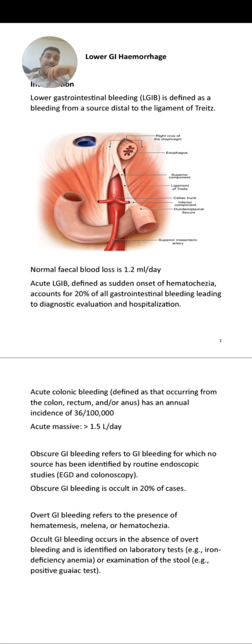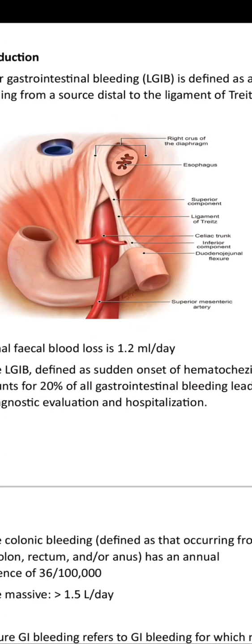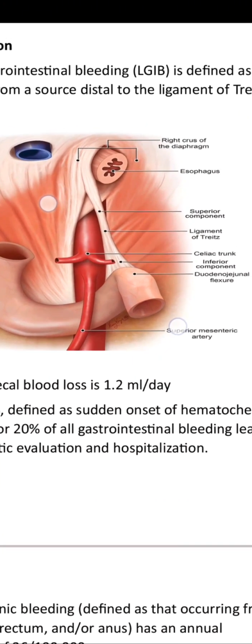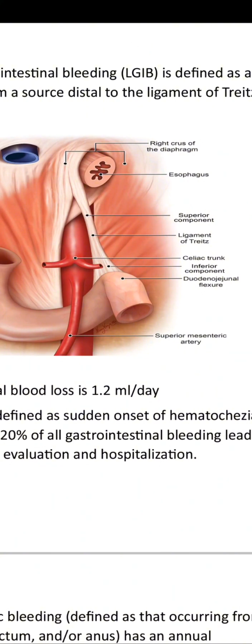So it's different. If we are talking about lower GI bleeding per se, it's defined as bleeding that is distal to the ligament of Treitz. This is the ligament of Treitz that we are talking about. It originates from the right crus of the diaphragm and inserts at the duodenojejunal junction, the last part of the duodenum and the beginning of the jejunum. Any bleeding distal to that is a lower GI bleeding.